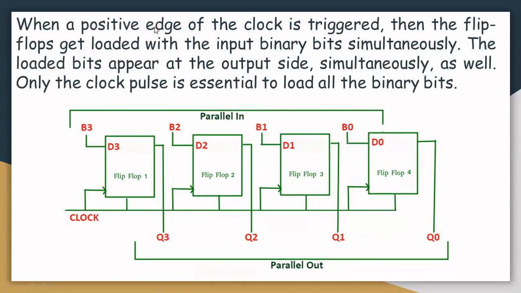So when a positive edge of the clock is triggered, the flip-flops get loaded with the input binary bits simultaneously. Therefore, it's called parallel in. The loaded bits appear at the output simultaneously, so it's called parallel out. Only the clock pulse is essential to load all the binary bits.